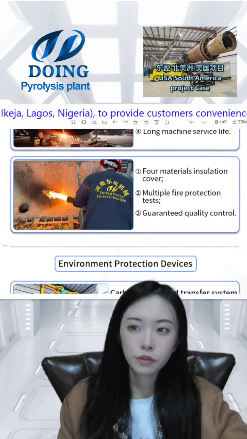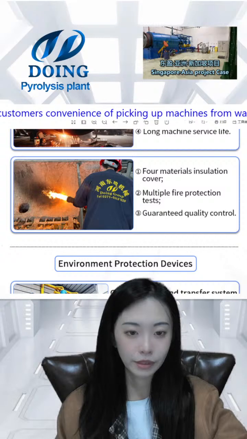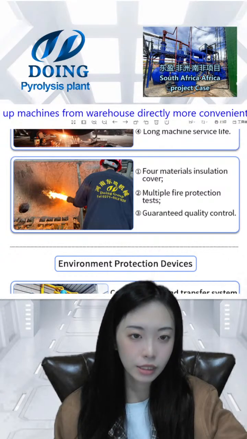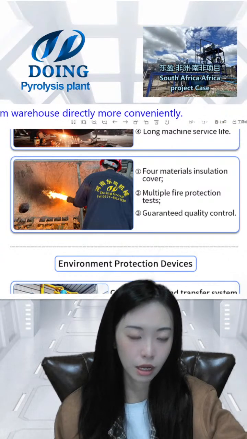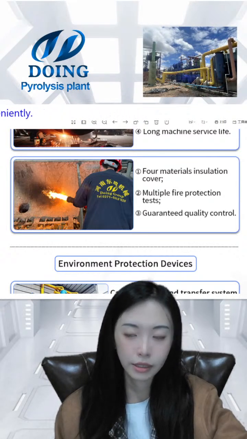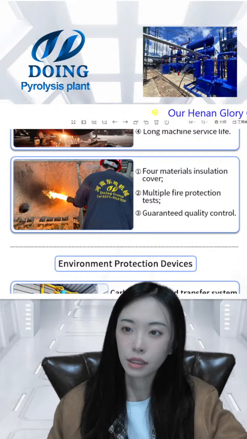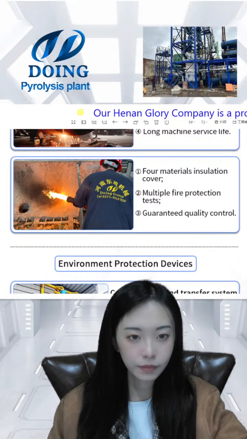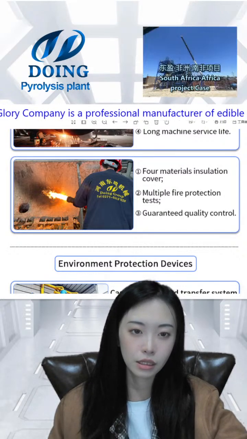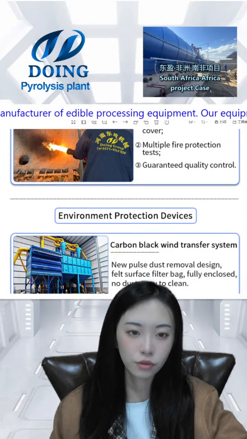And for the materials installation cover, this is talking about the batch type pyrolysis plant and the semi-continuous pyrolysis plant. We have the boiler plate and the cover outside, and then inside is the cement and the cotton. Multiple fire protection tests ensure there is no cracking and no release of the fuel oil and this smoke, and guarantee qualified control.